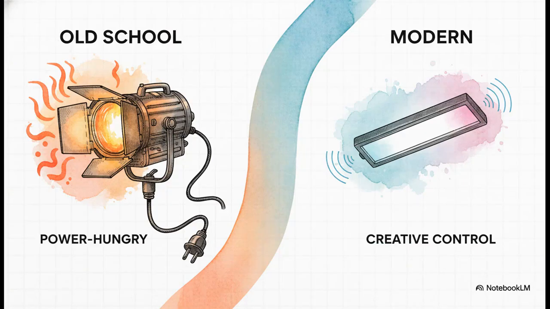And just like with cameras, the tech for lighting has totally changed. We've moved away from those old-school, super hot, power-guzzling tungsten lights to these cool, incredibly efficient, and highly controllable LED fixtures. This doesn't just save a ton on the power bill, it gives directors amazing creative control over every color and intensity you can imagine.